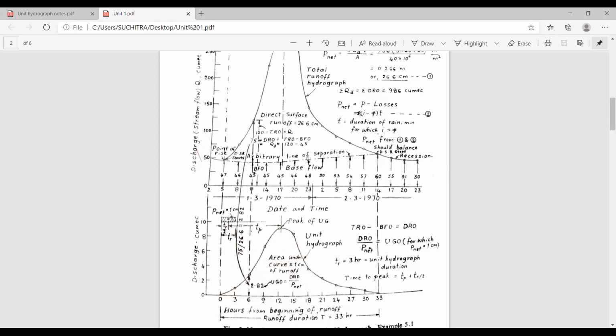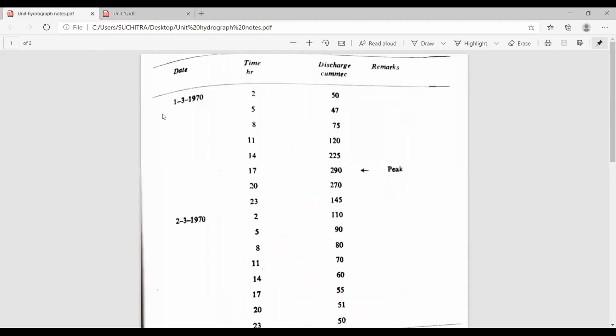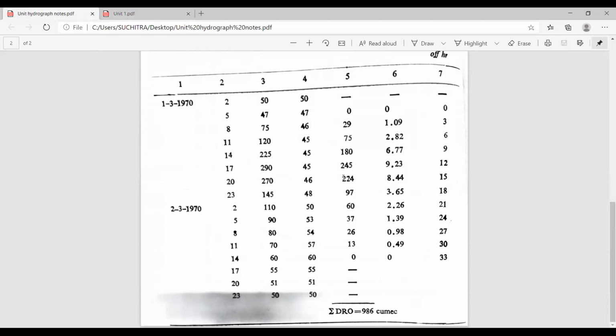Then you have to separate the base flow component and find the base flow ordinates. Hence, total runoff ordinates minus base flow ordinates will give the direct runoff ordinates. Once you get the direct runoff ordinates, you divide them by the net precipitation depth in order to get the ordinates of the unit hydrograph. Then you take the sum of the unit hydrograph ordinates, divided by the area of the catchment, and it should produce a volume of runoff equal to 1 centimeter. That is the definition of the unit hydrograph. Now we shall solve some numerical problems on unit hydrograph.